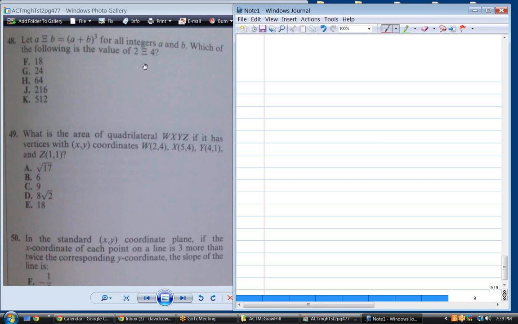Occasionally you'll see a really high degree of difficulty symbol problem where you have to plug in twice. In other words, it might say 2 symbol 4 symbol 8. That would be a hard one. These are more typical where it's really straightforward. You plug in the 2 for A and the 4 for B. And it's rarely more complicated than that. The main thing is don't get freaked out by a symbol that you don't recognize. This is not a mathematical symbol. That is one they made up.